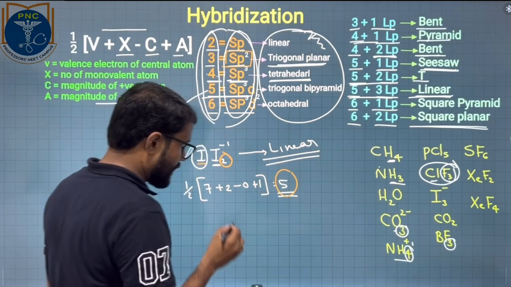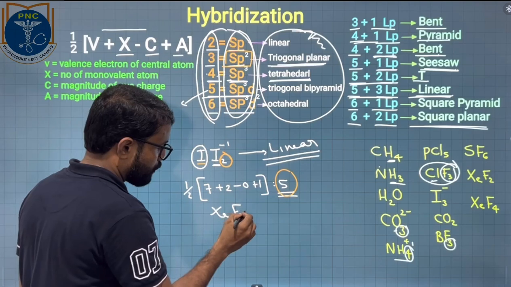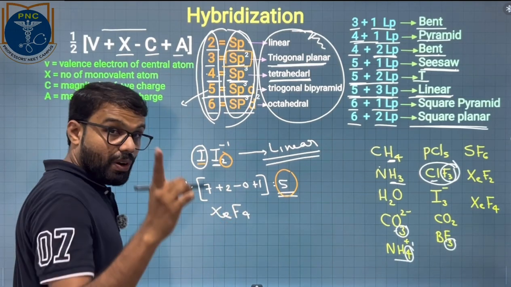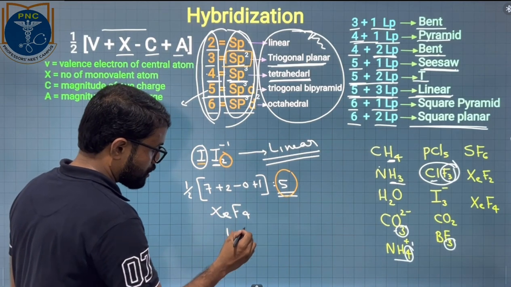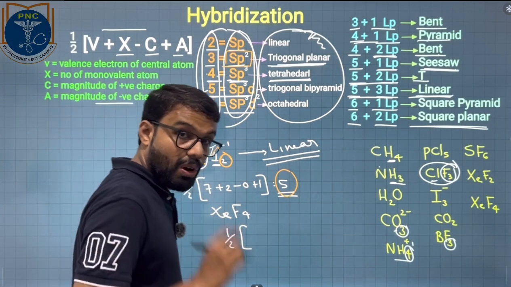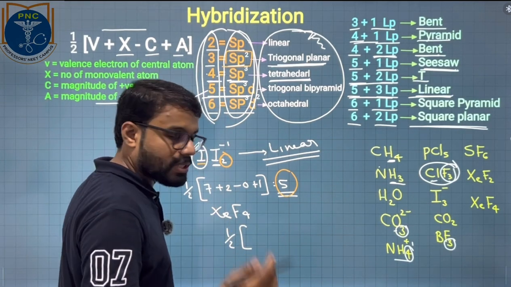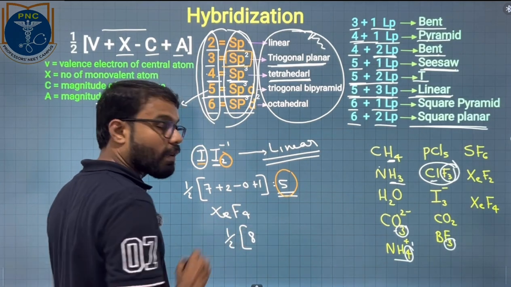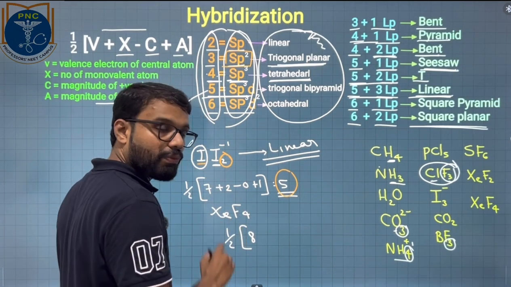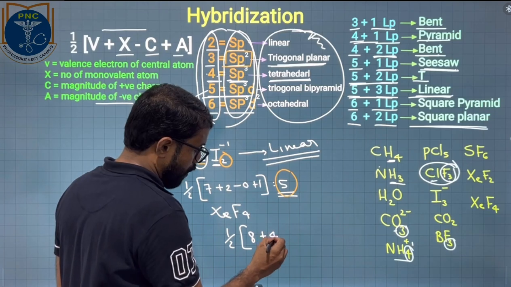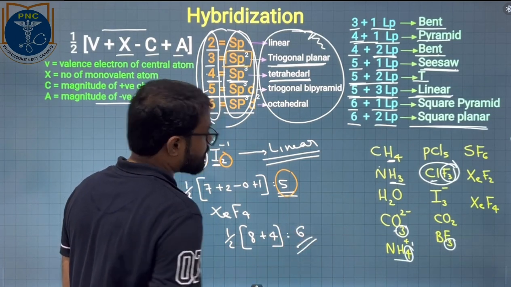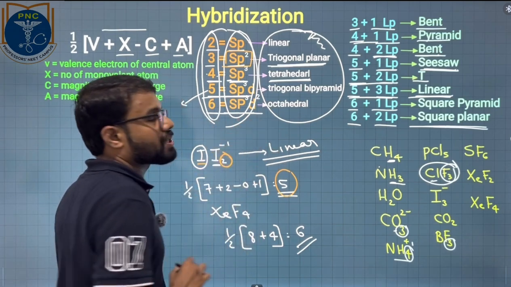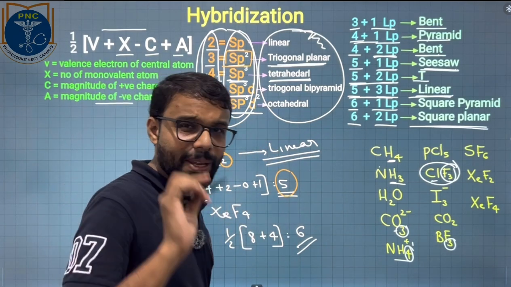Now the last one you can see, XeF4, xenon tetrafluoride. Xenon is a noble gas. So valence electron is 8. So half into central atom xenon. Plus monovalent atoms. Monovalent atoms 4. 8 plus 4 is what? 12. 12 by 2 is what? 6. So we got the number 6. So definitely the hybridization is sp3d2.